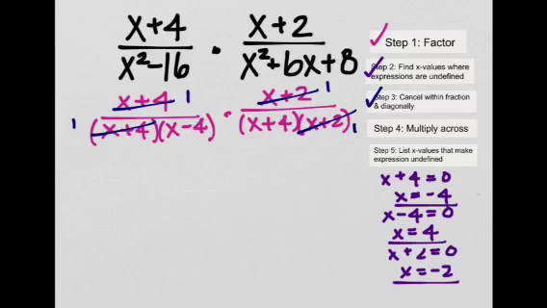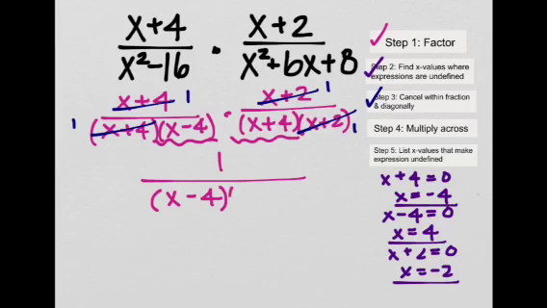Step 4, I want to multiply across. So in my numerators, I have a 1 times a 1, so that gives me a 1, and then in my denominator, from the first expression, I have the x - 4, and then in the second expression, all I have left is the x + 4. So my final expression simplified is 1 over (x - 4)(x + 4). So step 4 is done.